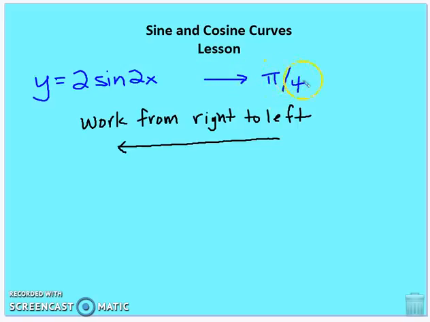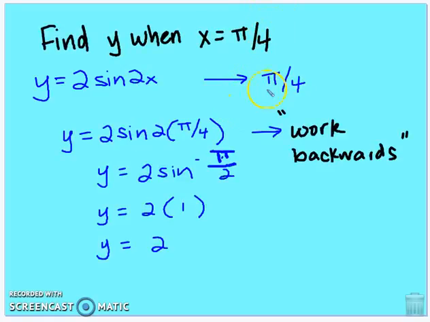I'm going to substitute pi fourths in for x, and I'm going to use multiple values to create a table of outputs for y. And so when I say work right to left, I'm going to take that value for x, substitute it in here into the function, and then work to the left. So pi fourths times 2 becomes pi halves. Then I'm going to evaluate sine of pi halves. Sine of pi halves is 1.